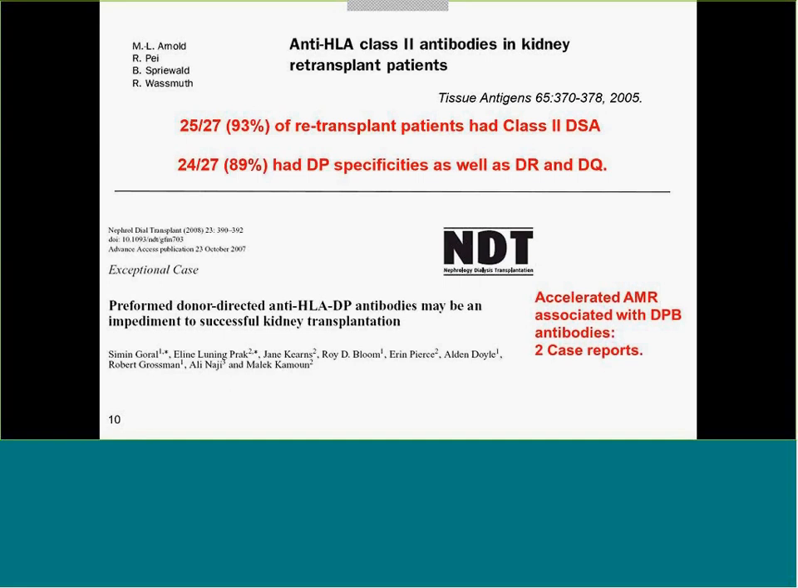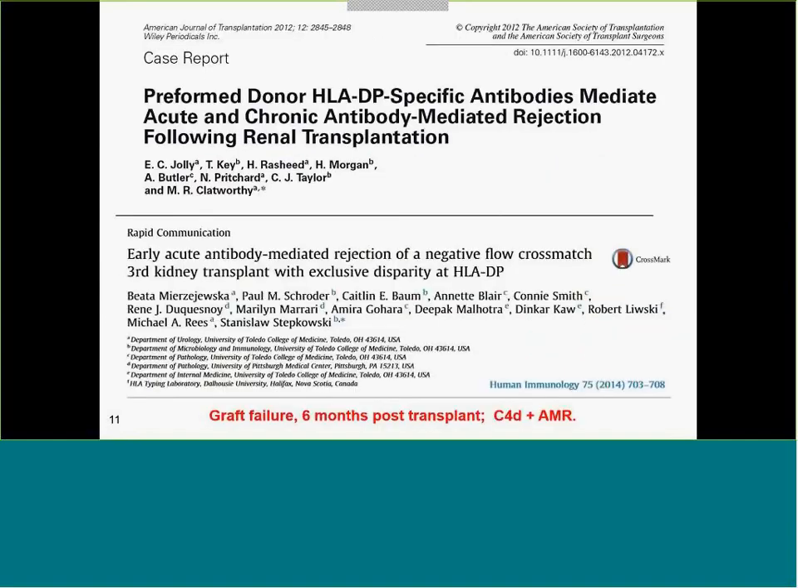The bottom half of the slide is a publication from the UPenn group, and Malik Kamoun is the senior author on this. They talked about 2 case reports of individuals who lost their grafts soon after transplant. One was lost at 20 months, one was lost at about 13 months. In both cases, the only HLA antibody they could find was a DP-related antibody. Both cases had C4D positive AMR graft rejection, and their conclusion was that DP was the cause of the graft loss, and this was a preformed DP antibody.